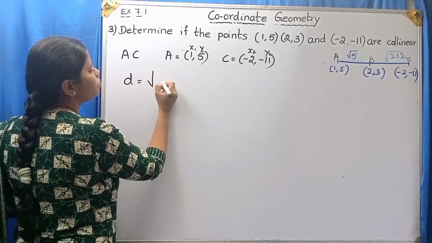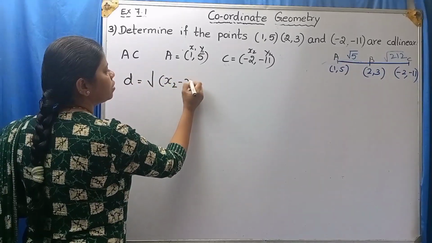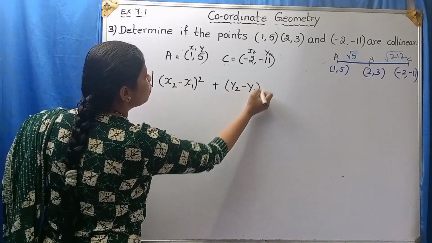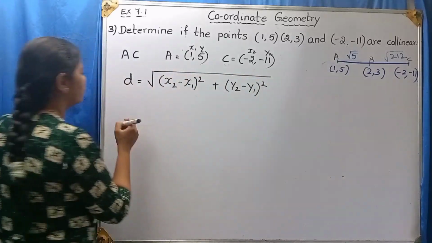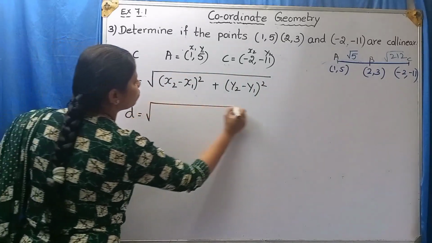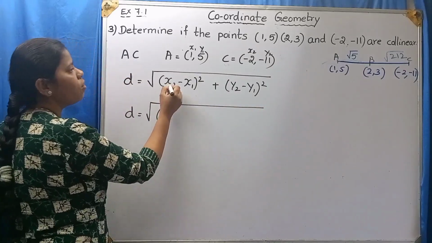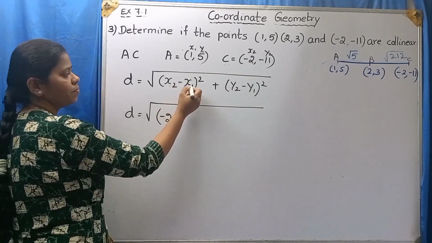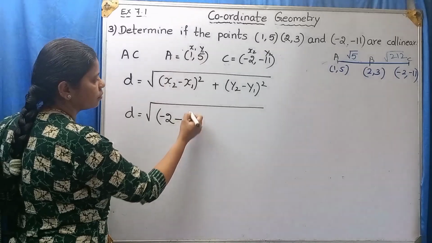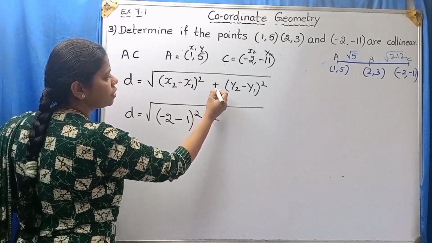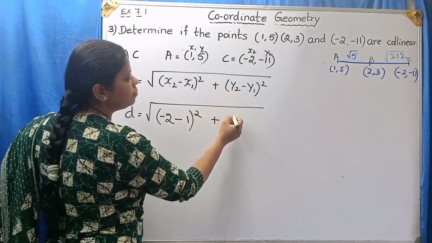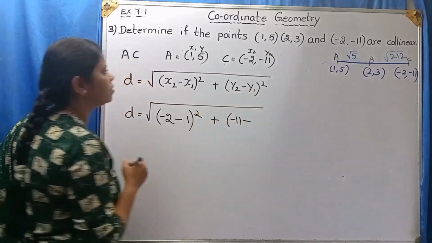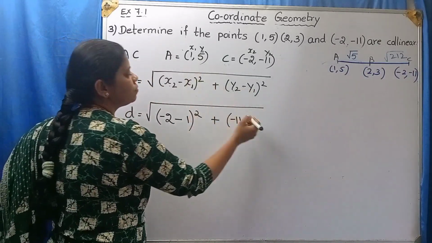D is equal to square root of x2 minus x1 the whole square plus y2 minus y1 the whole square. D is equal to square root of, bracket open, the value of x2 is minus 2. For this minus, let us write minus. x1 is what? 1. The whole square. For this plus, let us write plus. Bracket open, y2. The value of y2 is minus 11. For this minus, let us write minus. y1. The value of y1 is 5.